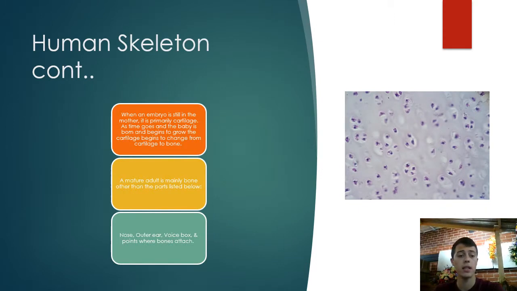The human skeleton, again, is primarily bone other than the nose, the outer ear, the voice box, and the points where the bones attach. That's just the area where cartilage is at.